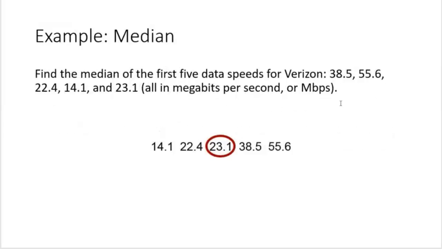But if we're going to find the median, here are those same 5 speeds that we found the mean for. If you line those 5 speeds up in order, then this one is in the center. However, if I added another data value, then I would take 2 of them and add and divide by 2. So if you don't have one in the middle, you take your 2 in the middle, add and divide by 2.